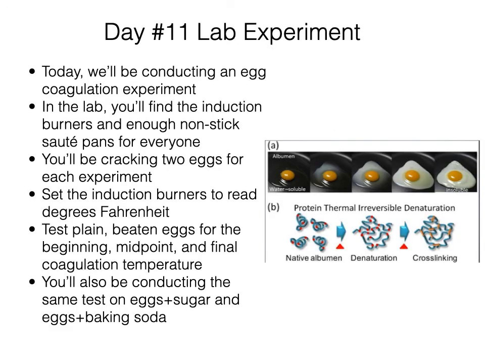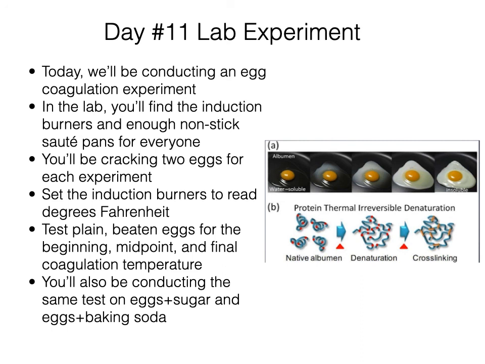So what are we going to do? We're going to go in the lab today and we're going to test out coagulation of eggs. We're going to be conducting an egg coagulation experiment where we're going to take straight eggs and we're going to heat them and we're going to track how long and at what temperature they start to coagulate. And then we're going to look at the beginning of coagulation, the midpoint, and the final coagulation temperature.